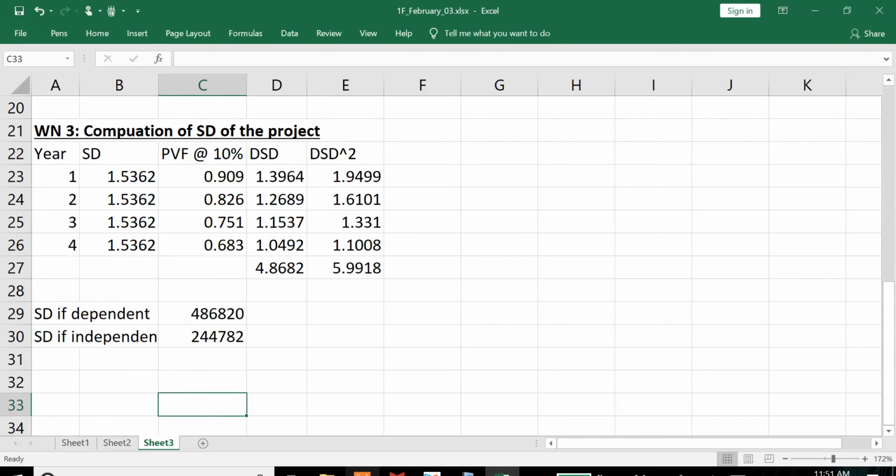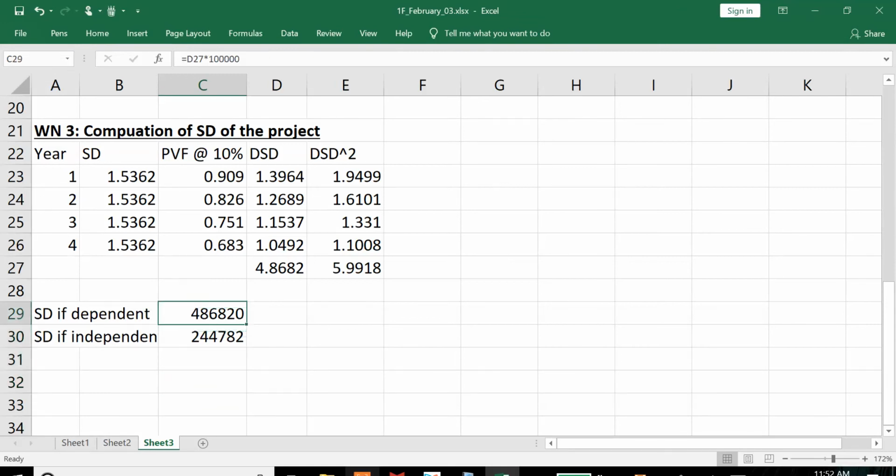If you put a total of DSD, that's the standard deviation if the cash flows are dependent in nature, and if you put a total and a square root, that's the standard deviation if cash flows are independent. There are dependent cash flows and independent cash flows. We will take one of the approaches and then complete the next part of the question.